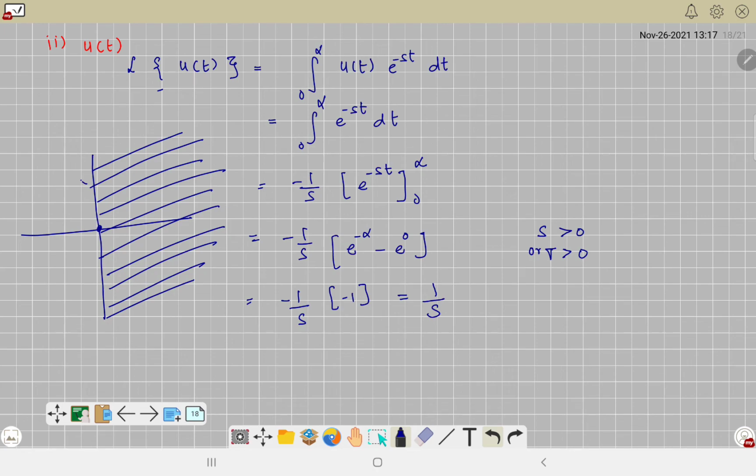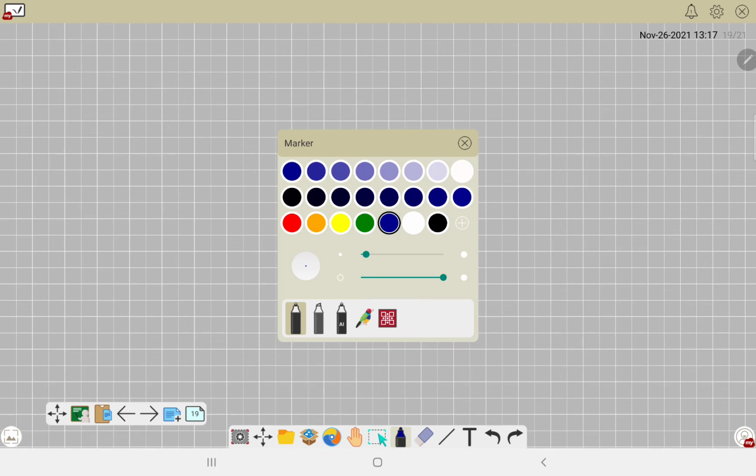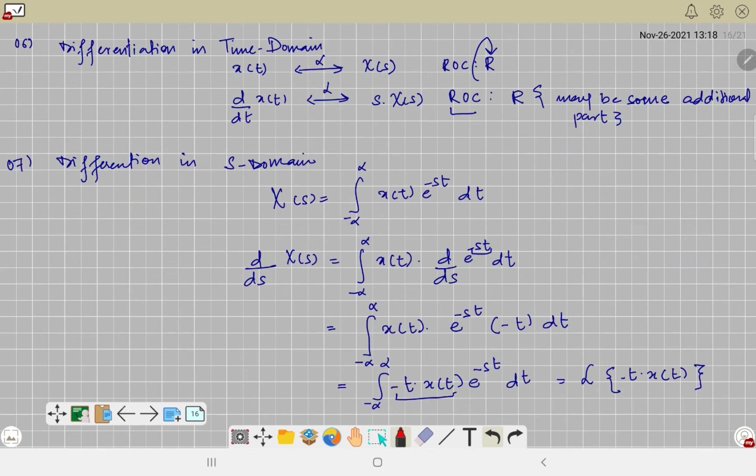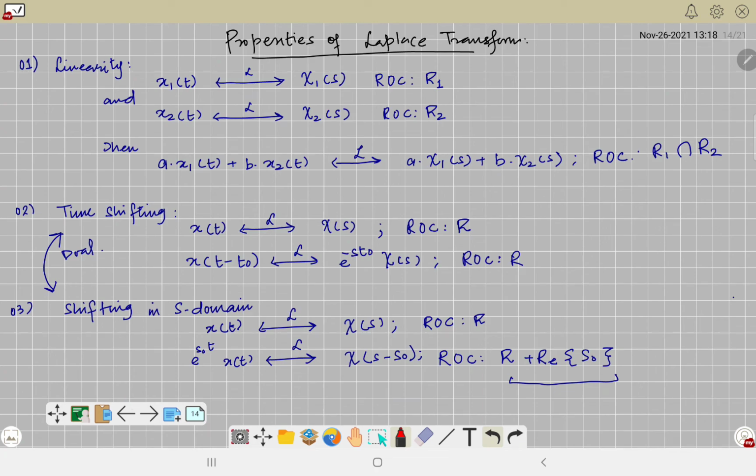Then you can use the properties that we just discussed. For example, if you have to find the transform of a shifted signal, say u of t minus 3, and it's a unit step function, then you can use the shifting property. ठीक है, जो यहाँ पे है.